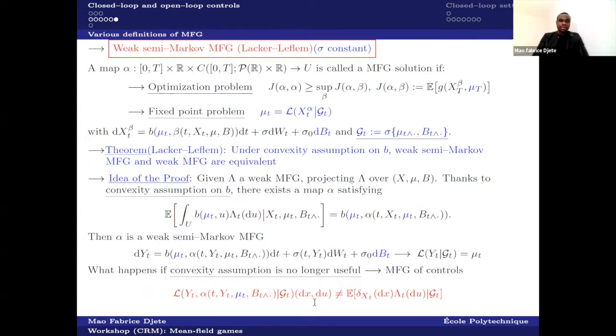So in the case of mean-field games of control, using a convexity assumption, this kind of technique cannot work. There are some specific situations where you can still use this kind of technique, but generally speaking, it's no longer working. And in the last part of the talk, I will try to show how we can go beyond this kind of convexity assumption in the case of this game of control.